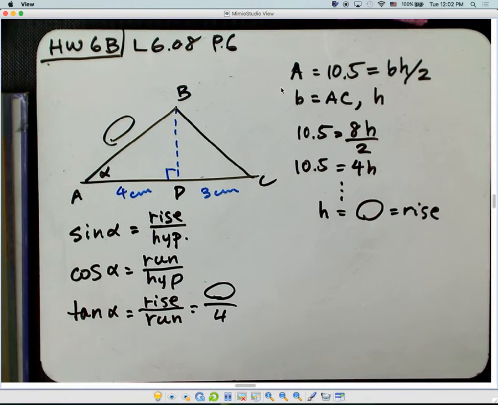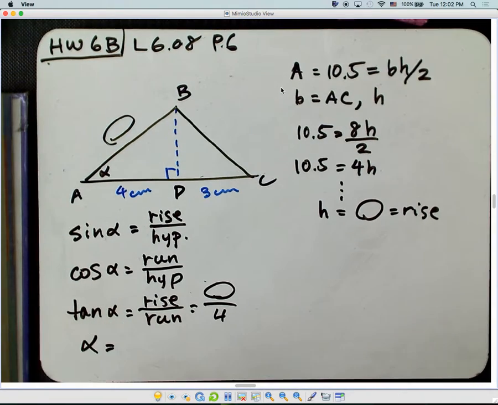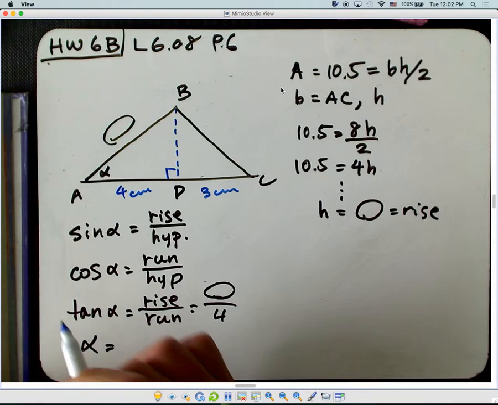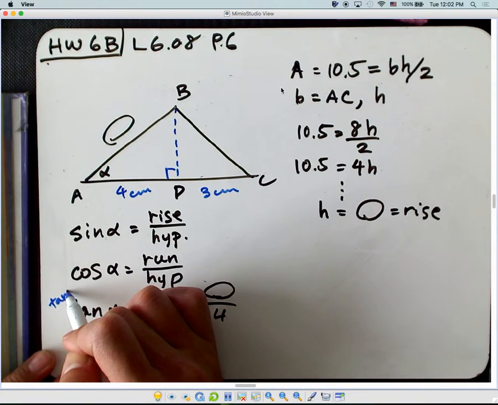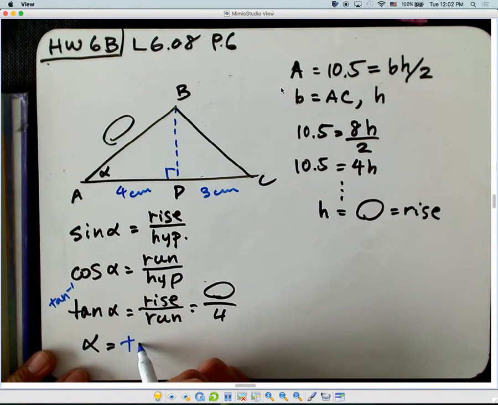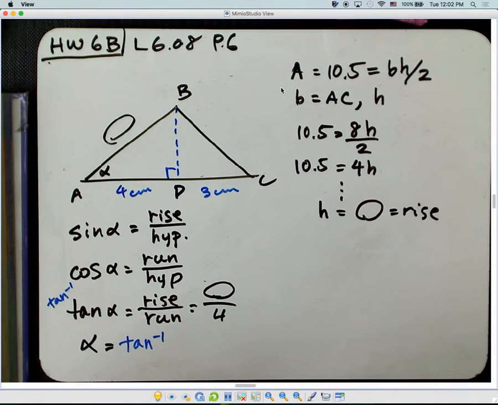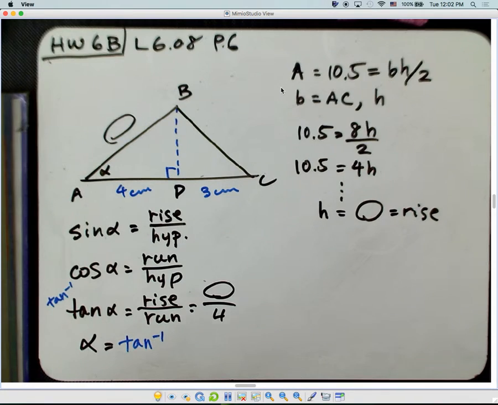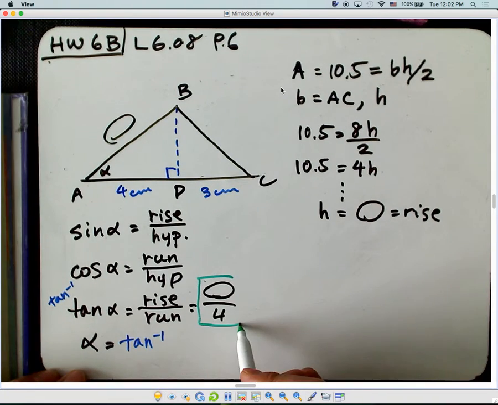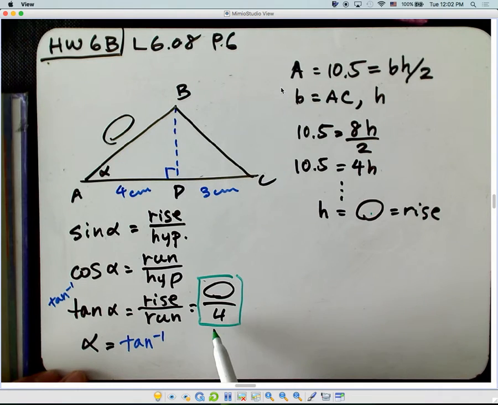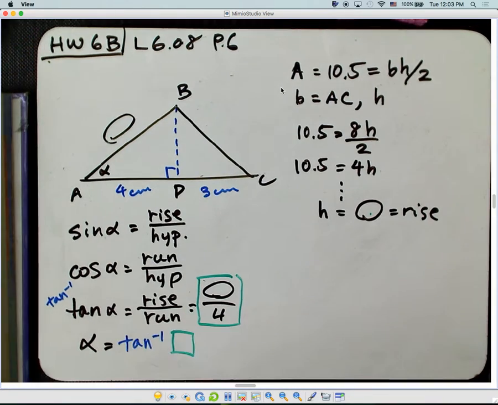So we have learned that in order to find what the alpha is, or in order to cancel out this tangent, take the inverse of tangent. Okay? So tangent inverse of this guy, whatever you get, right? That divided by 4 will give you this, and take the tangent inverse of that.